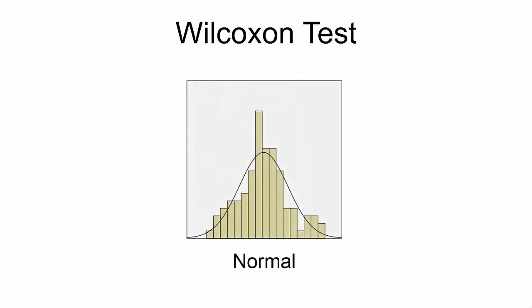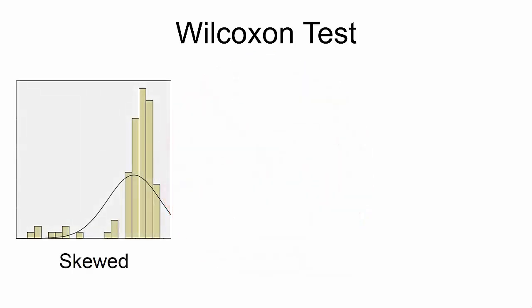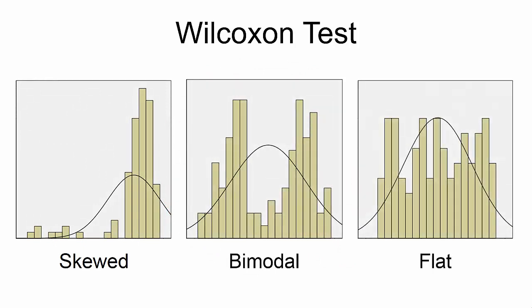In a practical sense, the only difference between these two tests is that the paired t-test is used when the pretest criteria of normality of differences is satisfied. Otherwise, the Wilcoxon test is the better choice. For example, if the histogram rendered an atypical distribution, such as skewed, bimodal, or flat, the Wilcoxon test is a more suitable choice for assessing the results of pretest-posttest designs.